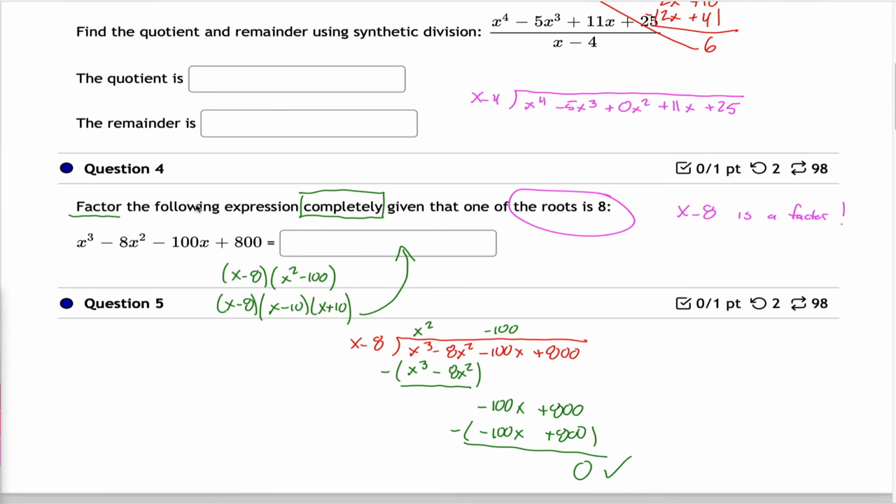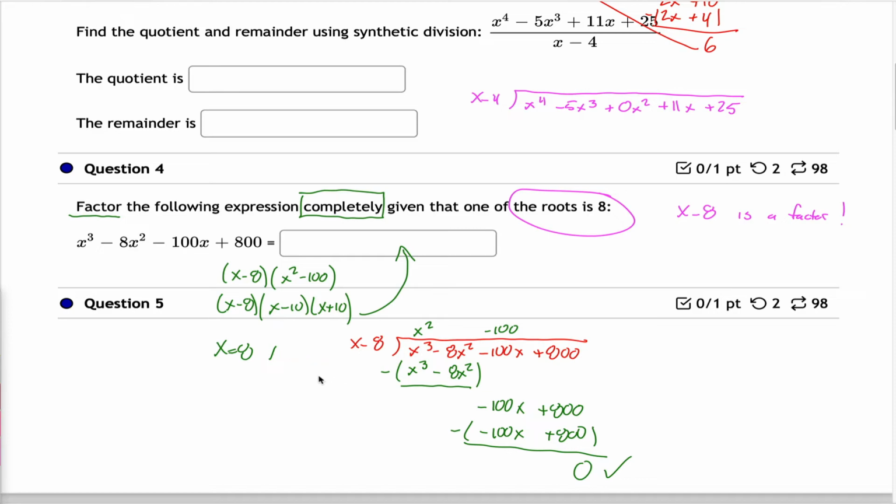Note that up here, they wanted the completely factored form. So you're done at this step. They didn't want the roots. They wanted the factored form. So you're writing this into the answer. You're not writing x equals 8, x equals 10, and x equals negative 10, the 3 different roots. You're writing the factored form.